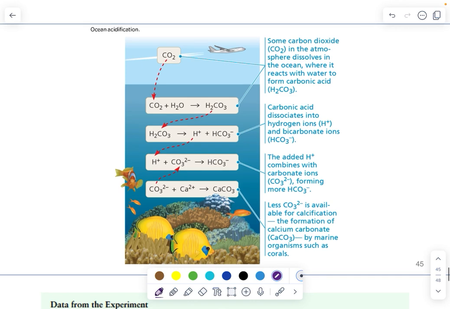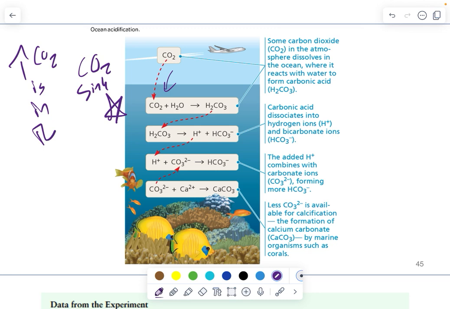And so buffers are super important when it comes to the ocean. Some carbon dioxide in the atmosphere dissolves. The ocean is also a CO2 sink, which means more CO2 is in the ocean now. And so carbon dioxide reacts with water to form carbonic acid. That carbonic acid dissociates into hydrogen ions, which means it's releasing hydrogen ions, which means the ocean will be getting more acidic. And so less CaCO3 is available for calcification, which means corals are in trouble because the ocean is acidifying. Okay, so more acid means less of what they need.